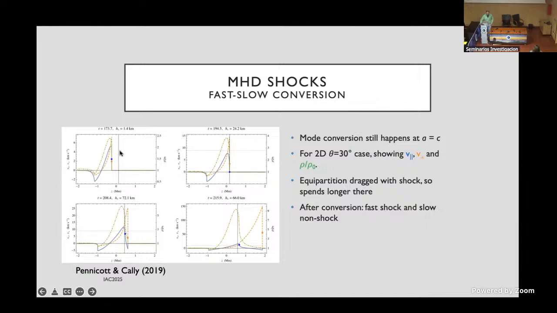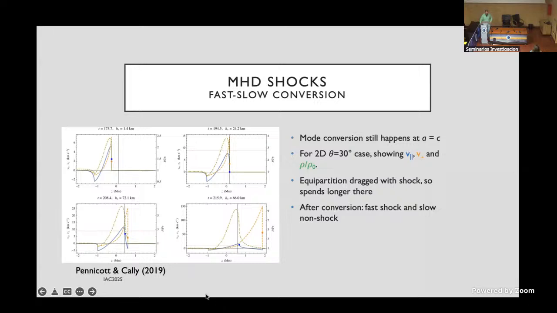This vertical line is where A equals C. So this is height. And this is where the Alfvén and sound speeds are equal. So we've got this shock wave coming there, and then it meets A equals C, and what does it do? It splits. It splits into the fast and the slow wave. Exactly the same thing happens at exactly the same point.